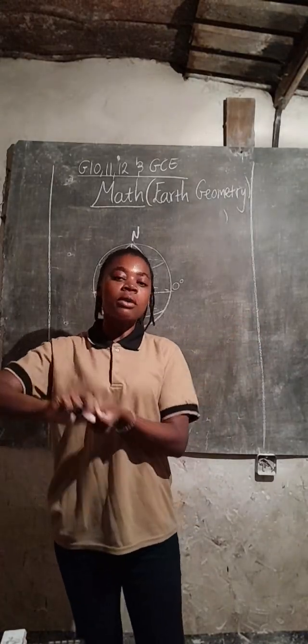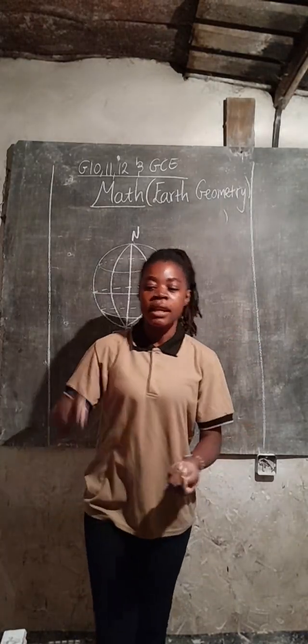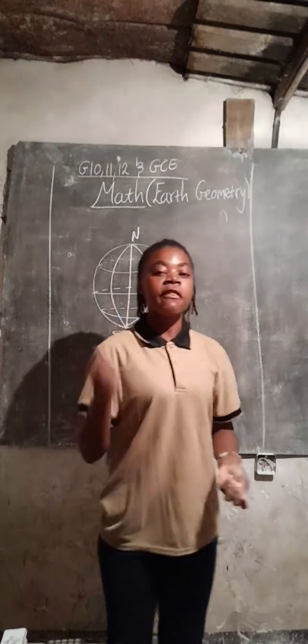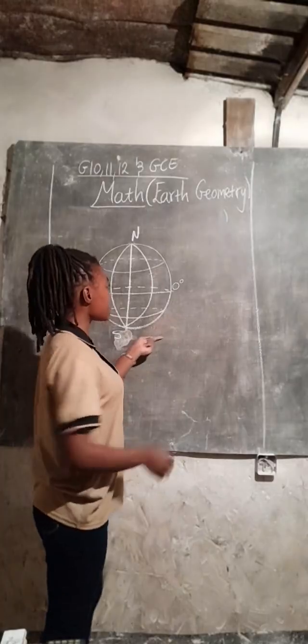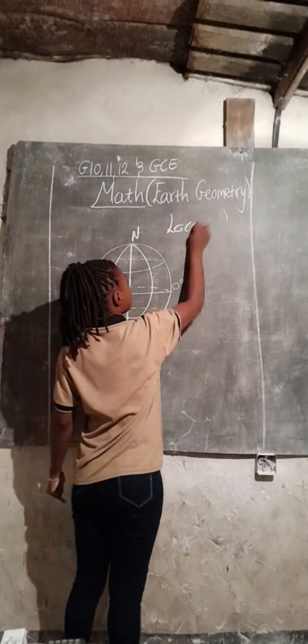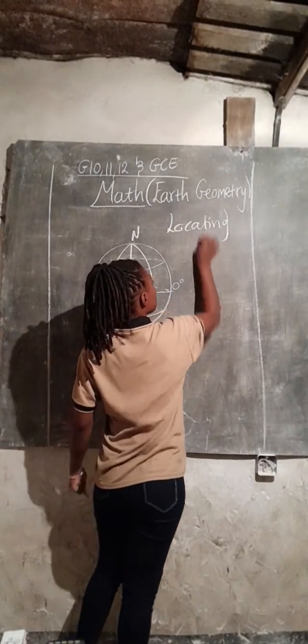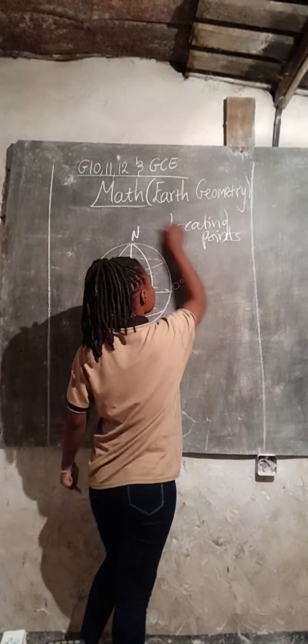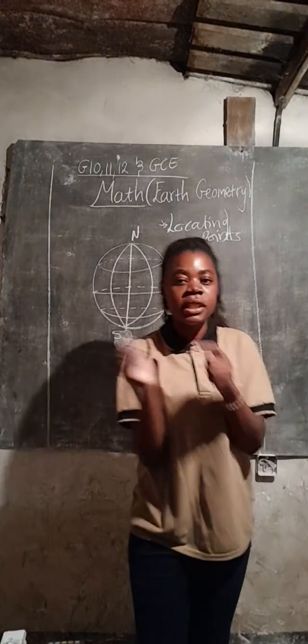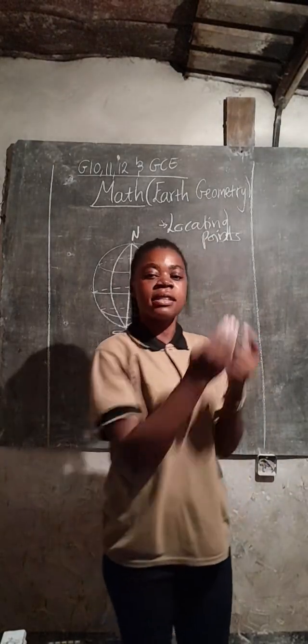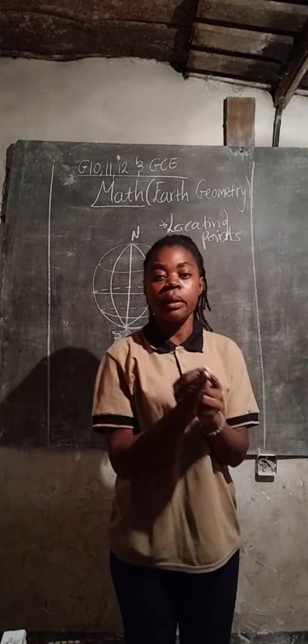Then also need to know how to calculate the distance and time. And so the first one we'll begin with is simply locating the points. So when you're talking about locating points, we're just simply finding, which latitude is this point on? Where is it in terms of longitude? That is what we're talking about.